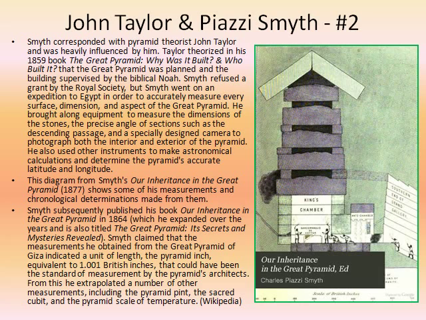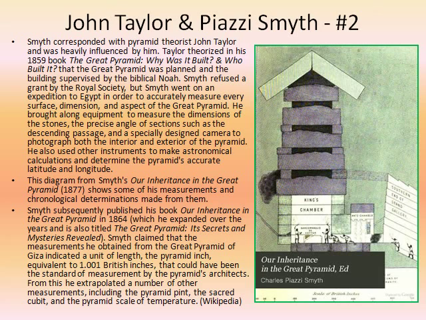This diagram from Smythe's Our Inheritance in the Great Pyramid of 1877 shows some of his measurements and chronological determinations made from them. Smythe subsequently published his book, Our Inheritance in the Great Pyramid, in 1864, which he expanded over the years, and is also titled The Great Pyramid, Its Secrets and Mysteries Revealed.